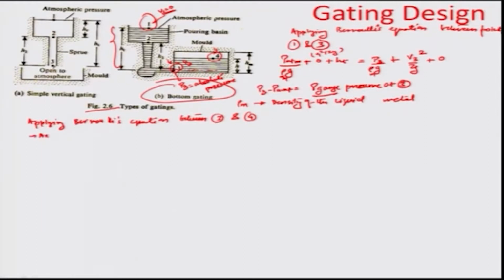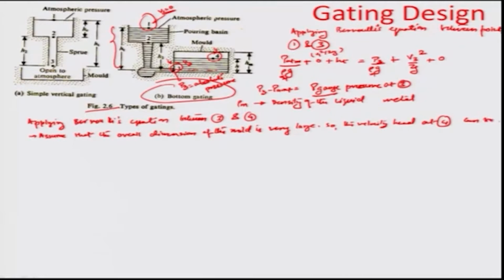One assumption is that the overall dimension of the mold is very large. So, the velocity head at 4 can be assumed to be negligible.